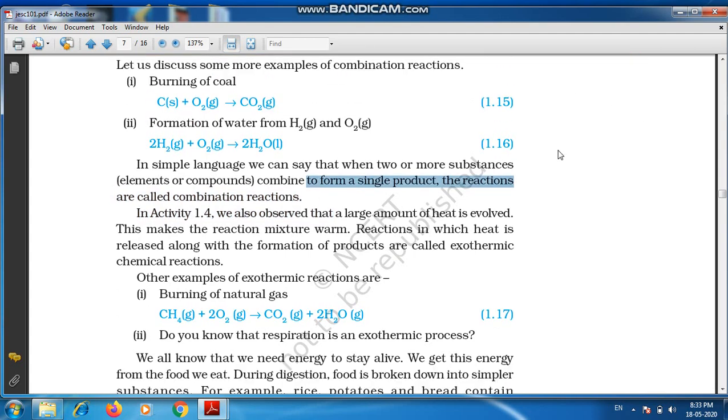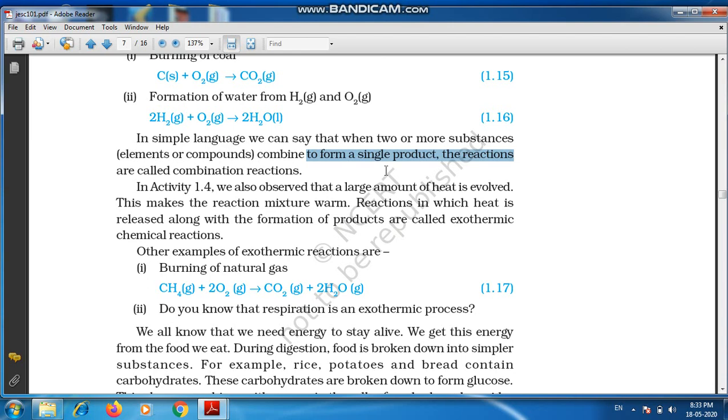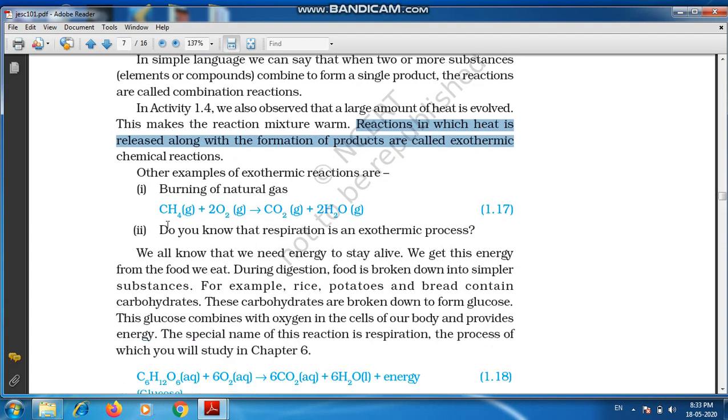One thing you might have noted is that in this combination reaction the heat energy is liberated. So we can say the reactions in which heat is liberated are said to be exothermic reactions. So see, another type of reaction: combination reactions. Some of the combination reactions are exothermic reactions. You can see some examples discussed in the text.